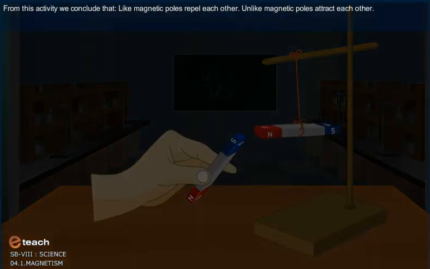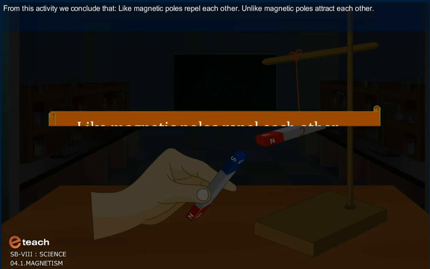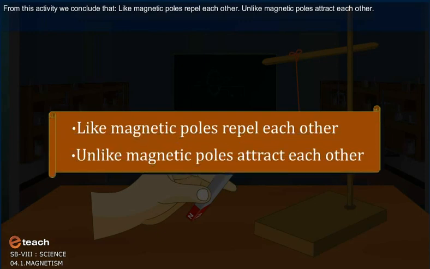From this activity, we conclude that: 1. Like magnetic poles repel each other. 2. Unlike magnetic poles attract each other.